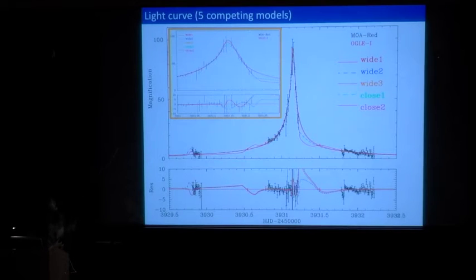Here are the light curves of the 5 competing models. The difference between the light curves mainly arises from where there is no data point, like this, or like this.